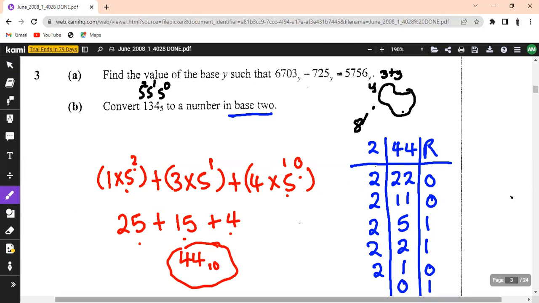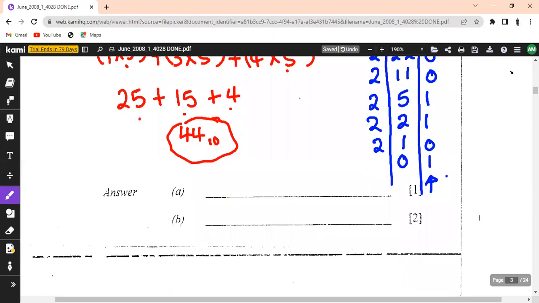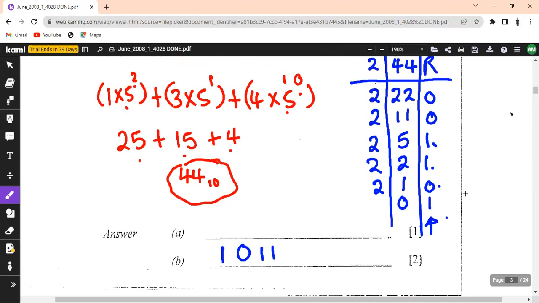All right. So this is what we had, and we know that our answer is supposed to be taken from the bottom going upwards. So we've got 1, 0, then 1 and 1, which is 1, 1, and then 2 zeros, 0 and 0. So that's 101100 in base 2. That was it, guys, for this question.